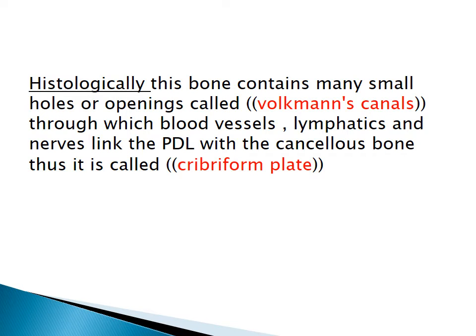Histologically, this bone contains many small holes or openings called Volkmann's canals, through which blood vessels, lymphatics and nerves link the periodontal ligament with the cancellous bone, thus it is called the cribriform plate.